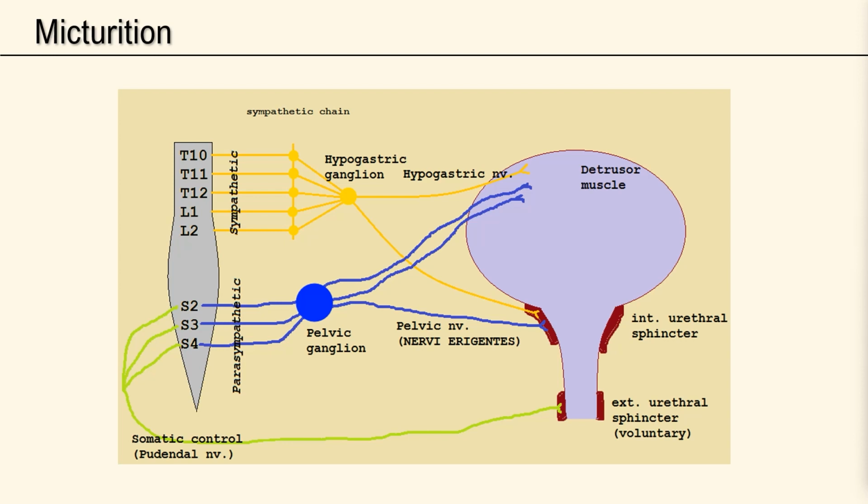On the other hand, in males, during ejaculation, the closure of the urethral sphincter prevents mixing between urine and semen and a backflow of semen into the bladder.